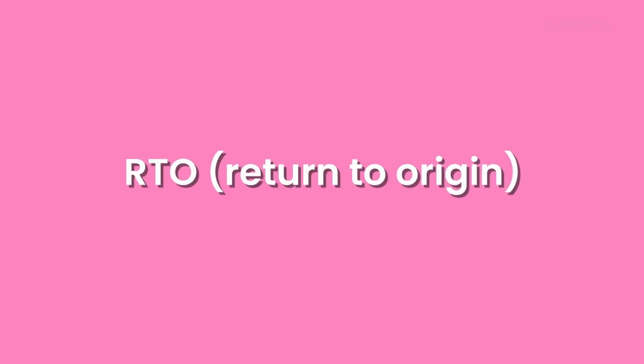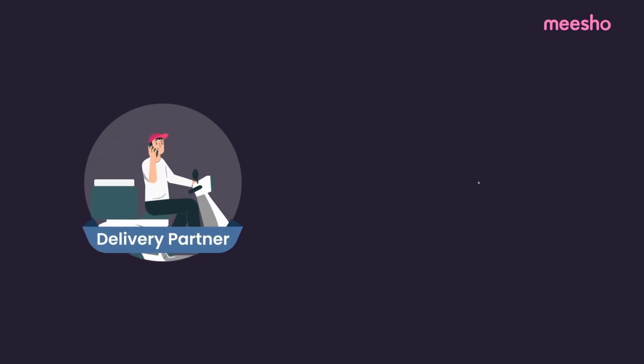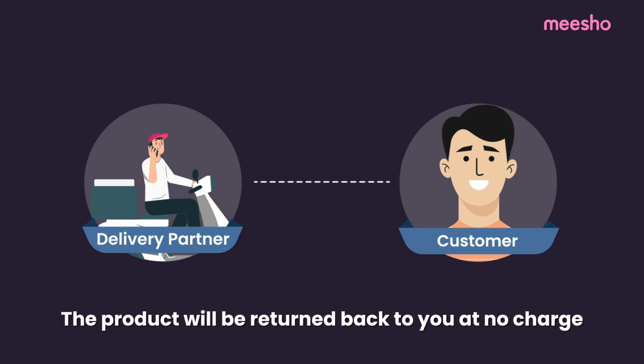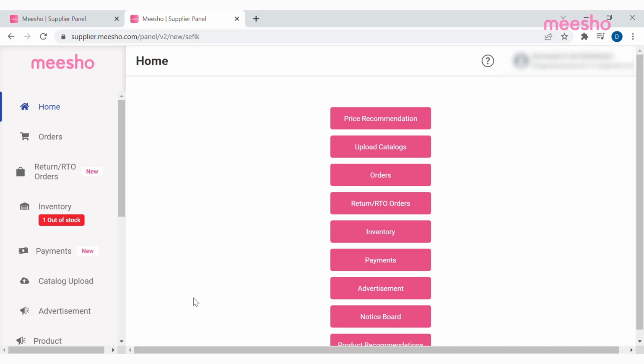RTO – Return to Origin. When delivering the product, the shipping partner tries a maximum of 3 times to reach the customer. If the customer fails to accept, the product will be returned back to you at no charge. You can check all your RTO orders in the Return or RTO tab.